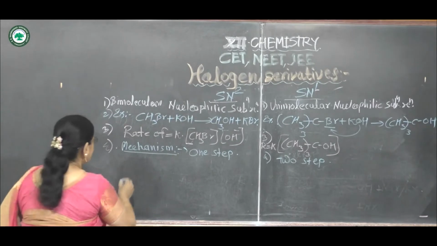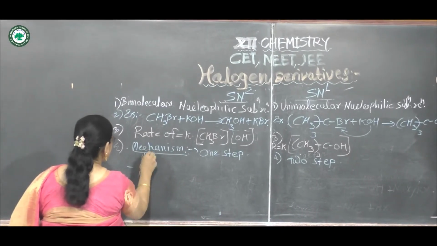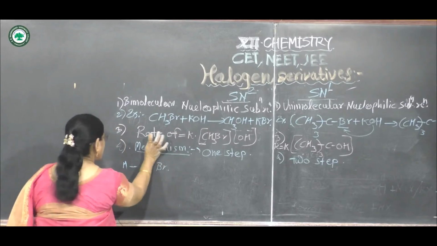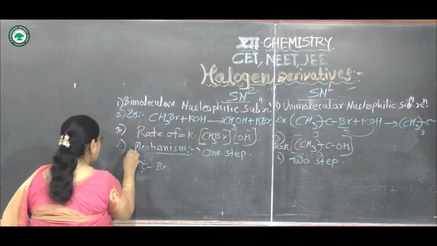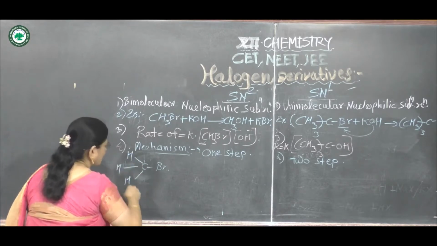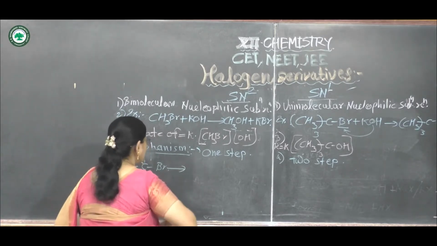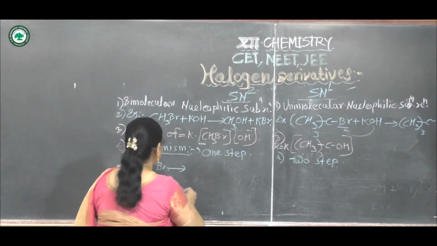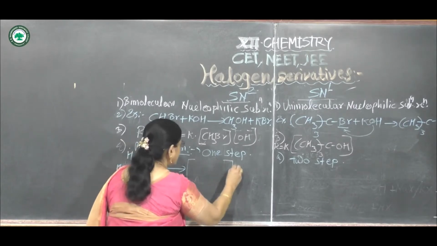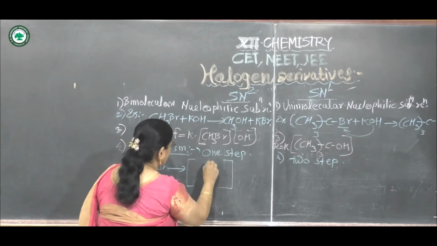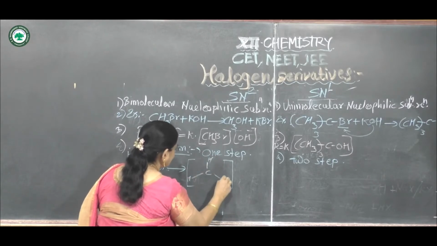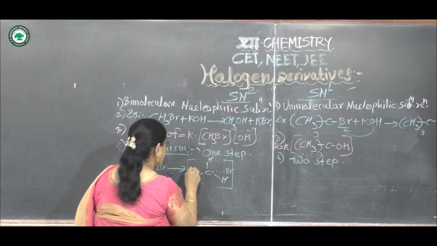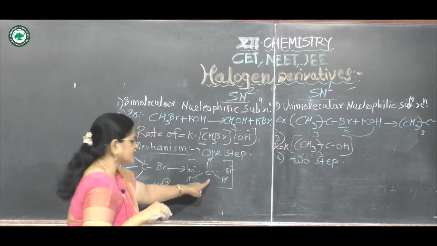Then what is the mechanism? Suppose here CH3, here suppose Br. Suppose these three hydrogen atoms are on one side, opposite the nucleophile. Then if this reacts with OH minus ion, that is the nucleophile, then which compound does it form? It gives an intermediate product: this carbon atom, three hydrogen atoms, the bromine atom, and here OH minus. These are partially bonded on this carbon atom.